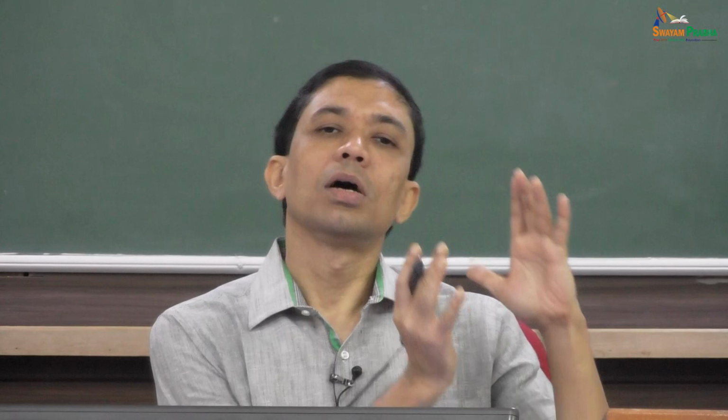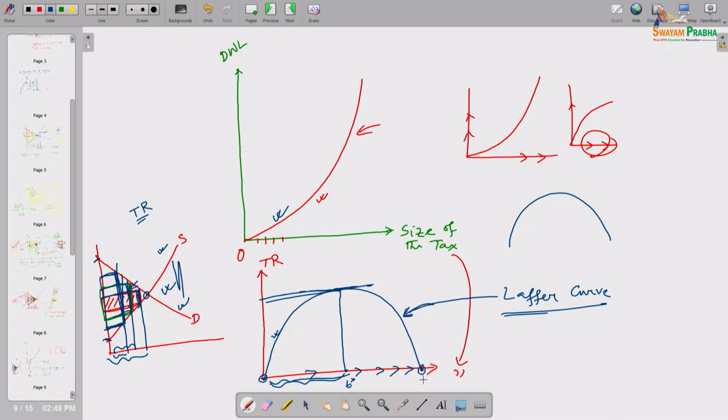So the Laffer curve actually represents the relationship where the size of the tax is measured on the horizontal axis and total tax revenue on the vertical axis. So we get this kind of inverted U curve. The curve must start from the origin and it will come back down to the horizontal axis. And of course, given this demand supply scenario, we can tell that at this tax size, tax revenue will be 0.